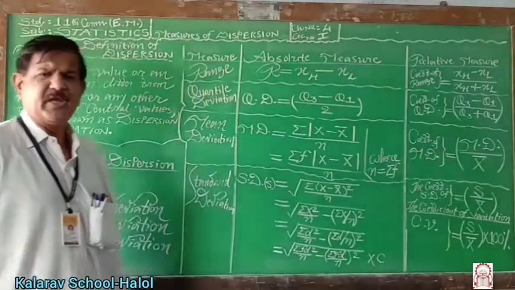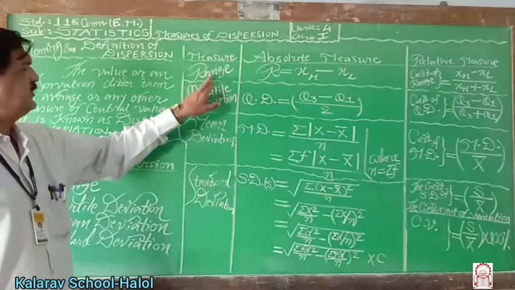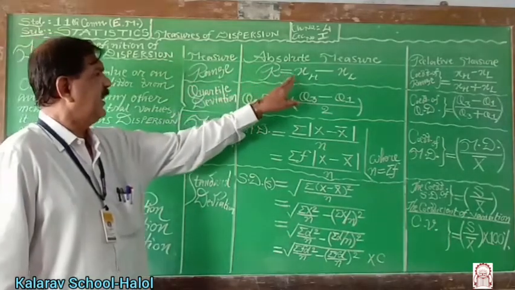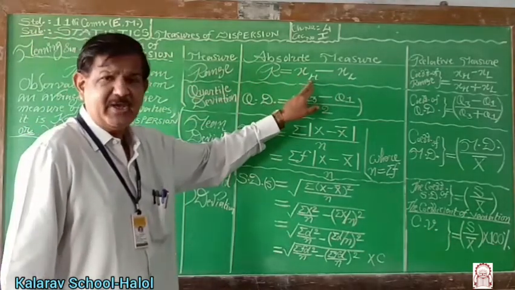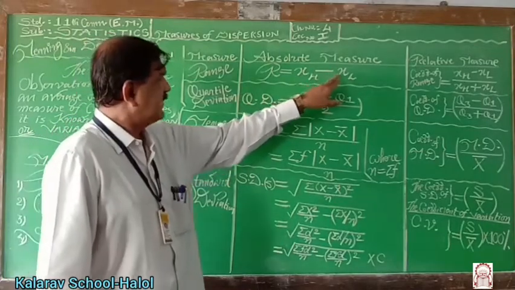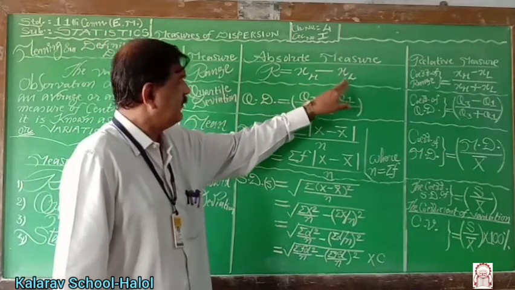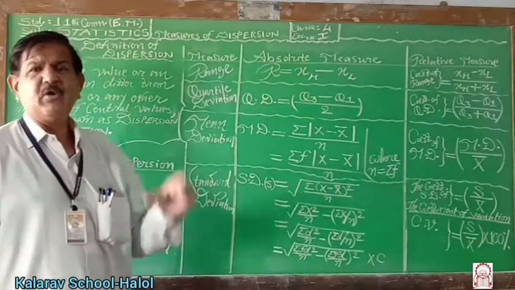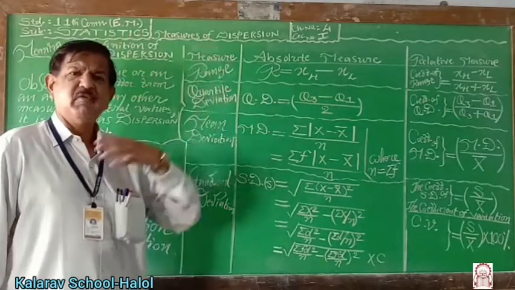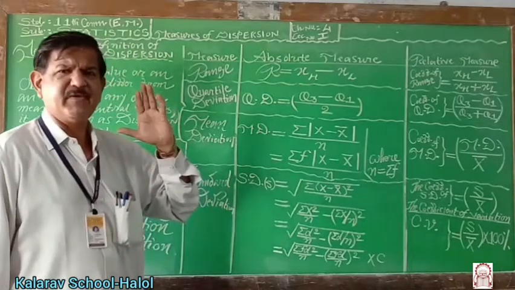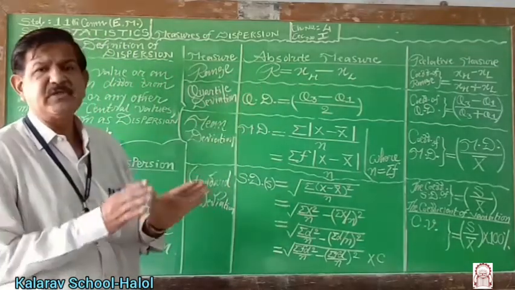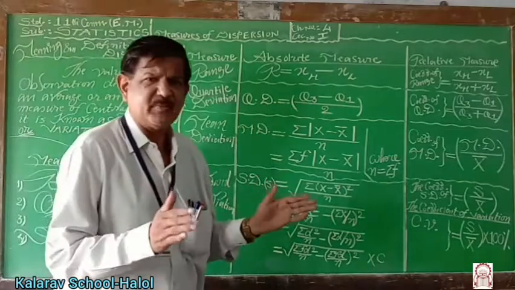And the formula for calculation: for range, R is given by XH minus XL. XH means highest value, maximum value. XL means lowest value, minimum value. Means out of the observation data series, we have to determine the maximum and the minimum value of the observations. Range is the simplest measurement of dispersion.